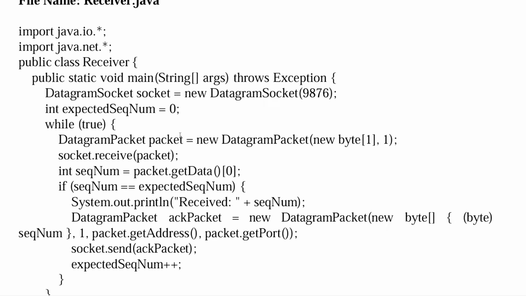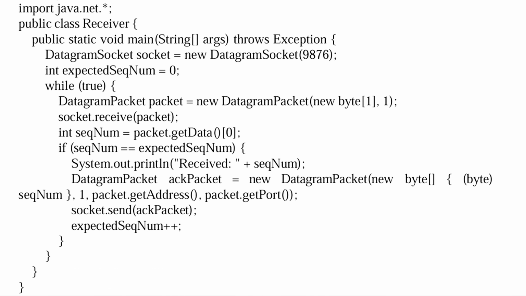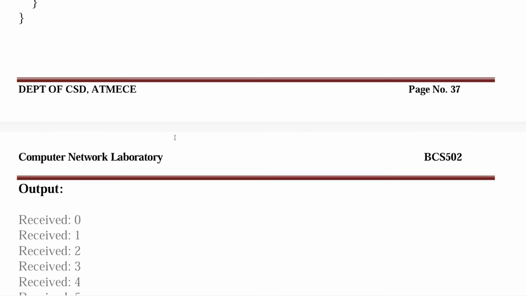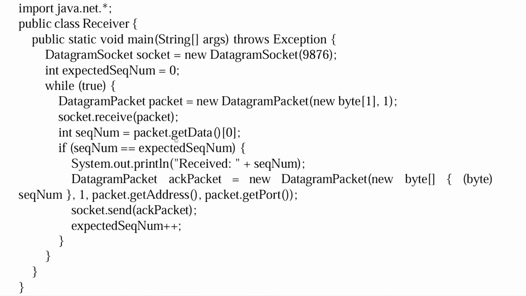Next step is we have to check the sequence number. If sequence number equals expected sequence number, it will accept the packet only if it is in the correct order. This implements flow control and reliability. Next we have to display the received packet. The code is System.out.println("Receiver: " + sequenceNumber). This prints the received sequence number. It helps verify the correct packet order.